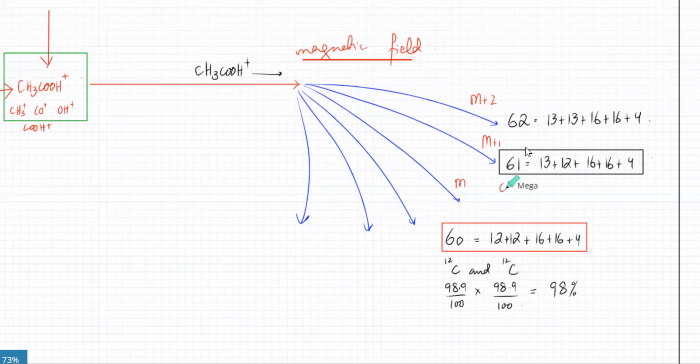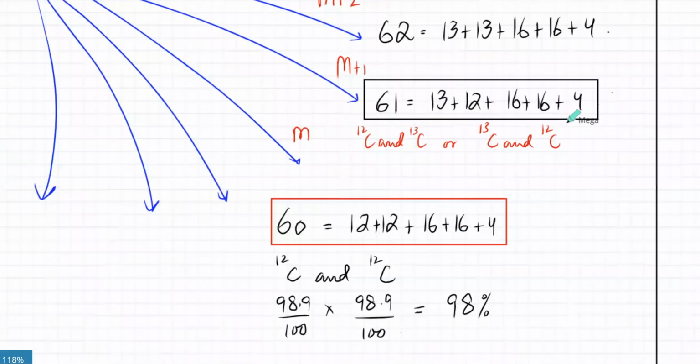You're getting either the first one is carbon 12 and the second one is 13, or the other way around: the first one is carbon 13 and the second one is carbon 12. So they're two separate events. In both cases, you're going to get a mass of 61. So translate this into probabilities. Carbon 12's probability is 98.9 over 100, and carbon 13's probability was 1.1 over 100. And when you have an OR, that means it's a plus statement.